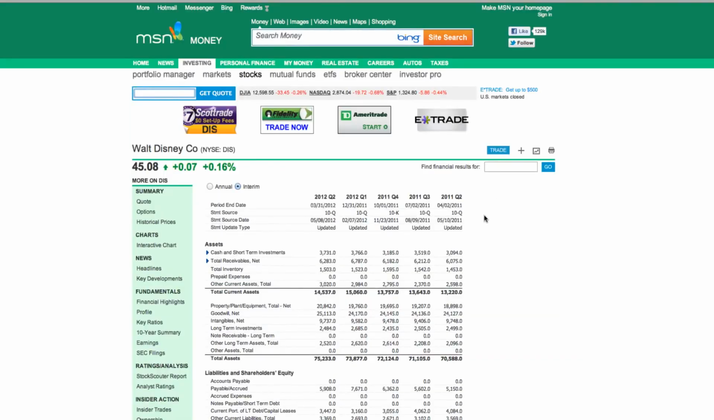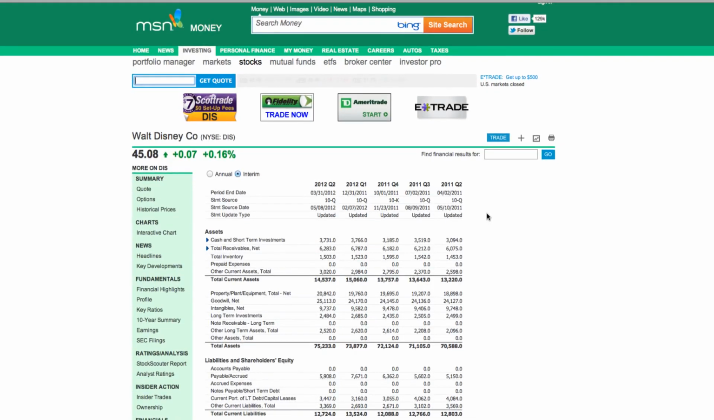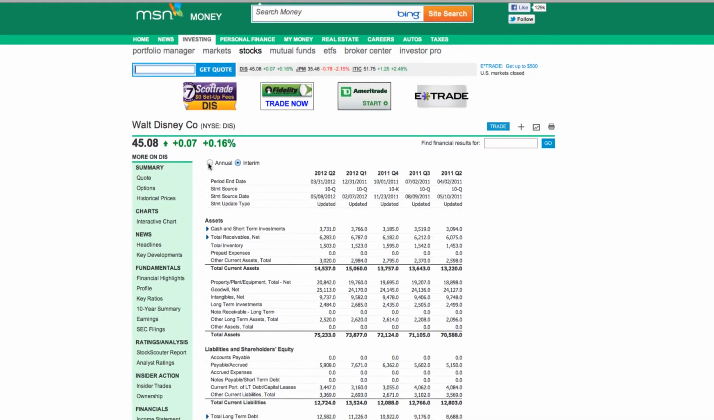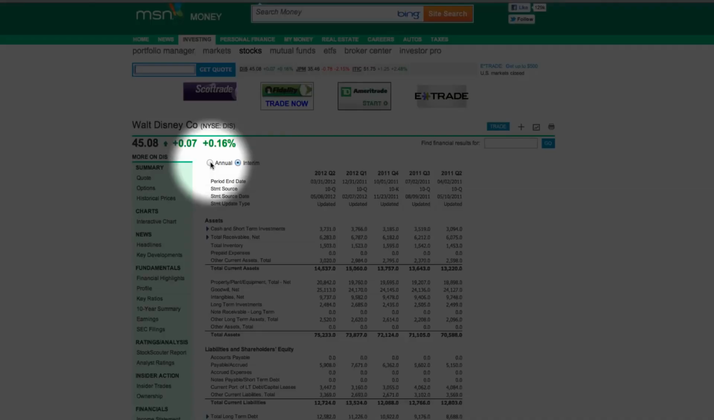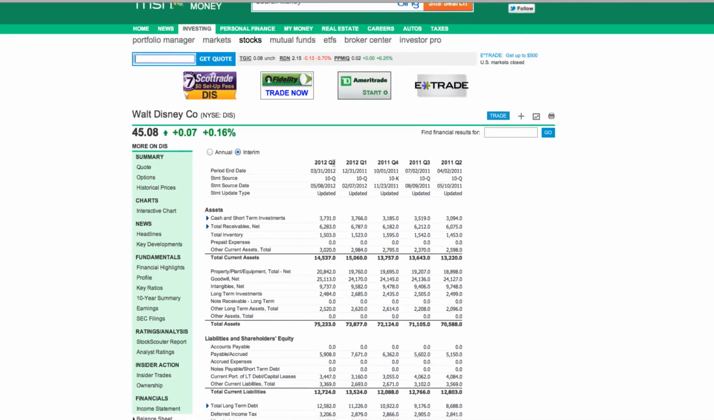Now, anytime I look at a balance sheet, I always like to look at the most recent quarter. In order to do that, you have 2 options up here at the top: annual and interim. You're going to want to look at the interim because that has the most current information. You just select that box, which is already selected for us, and you can see that we're looking at the second quarter of 2012.